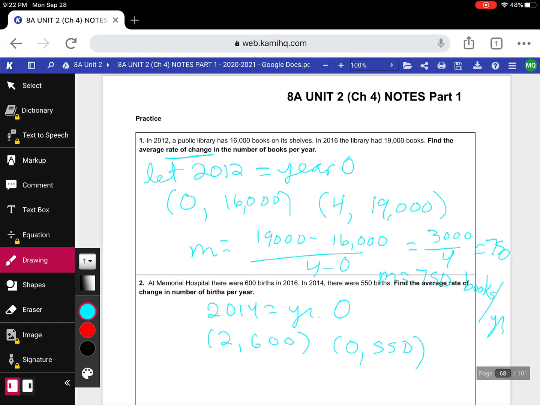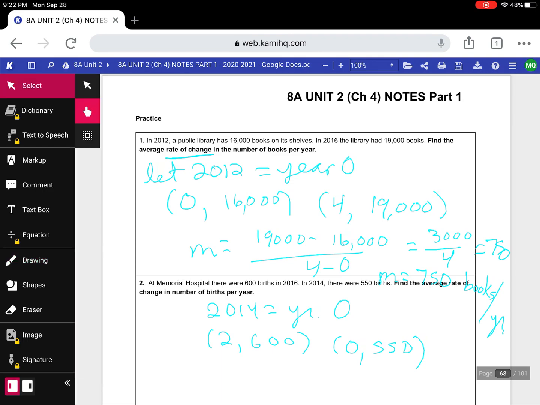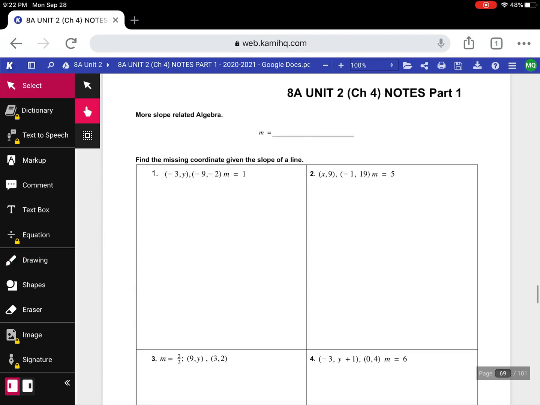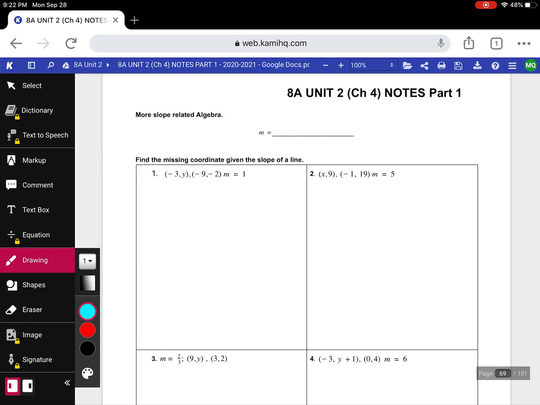Okay, last page where I want to spend a little bit more time on. I hope you saw this last year, but I don't know where you guys left off. So I want to make sure that we're crystal clear on this, okay? Again, slope. We know it's y2 minus y1 over x2 minus x1, okay? What's different about these problems? These are called missing coordinate problems. So I give you a coordinate, I give you another one that's missing one, and I actually give you the slope.